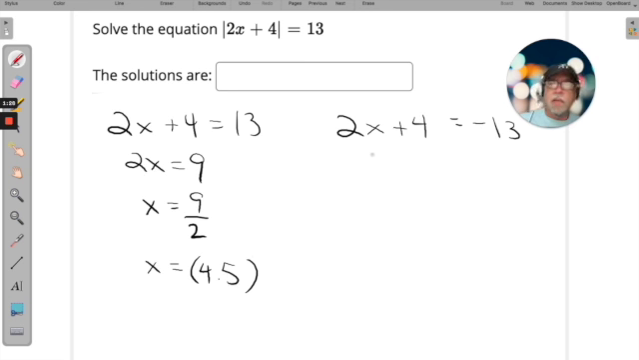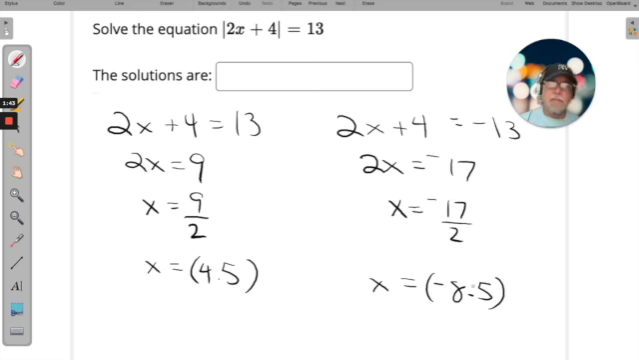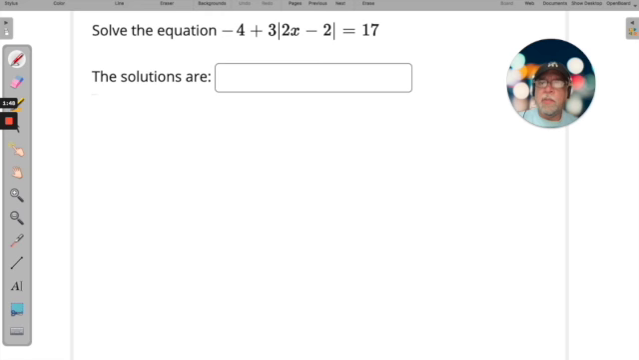As far as this one goes, 2x is equal to negative 17, and then x is equal to negative 17 over 2, which would be negative 8.5. So you would put that in. Fairly cut and dry.